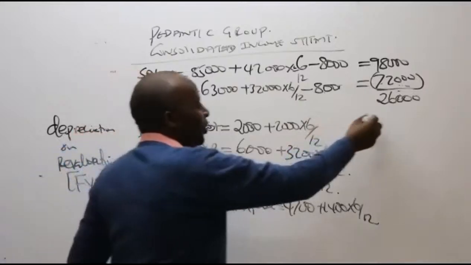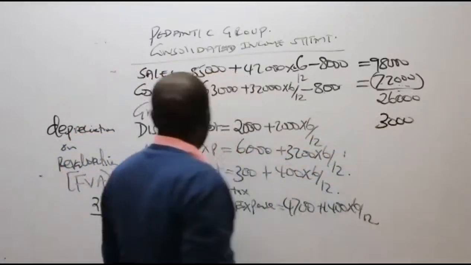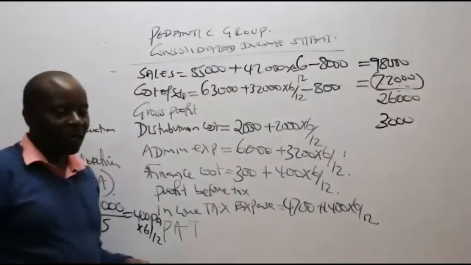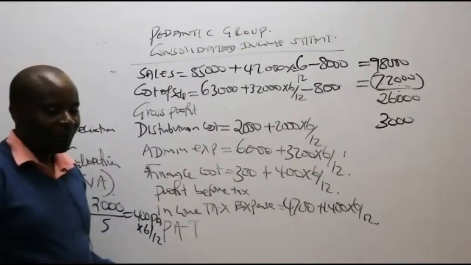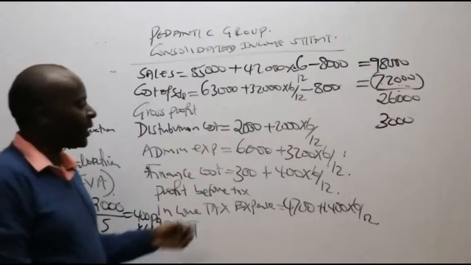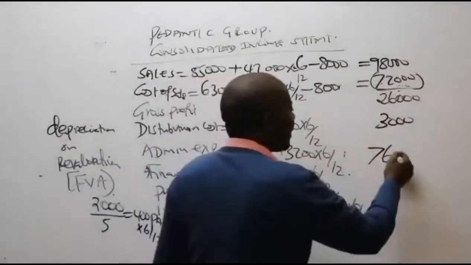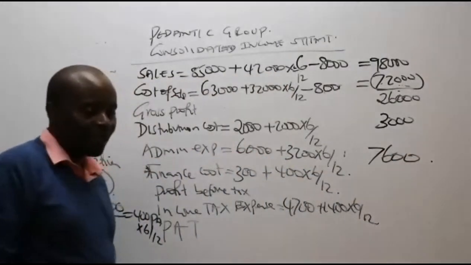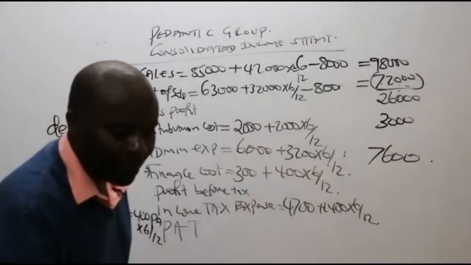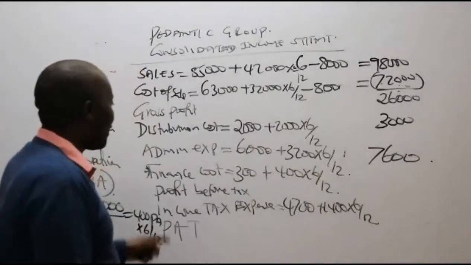So they have told me here it is 3,000. Administrative expenses comes to how much, somebody? 7,600. Administrative expenses 7,600. Then we have finance cost of how much? Finance cost of 500.